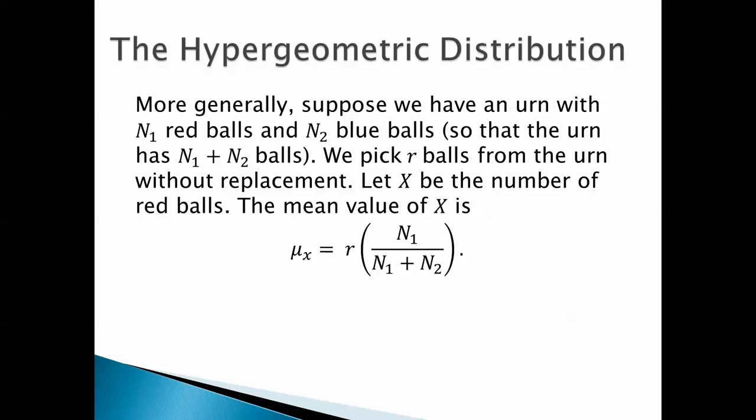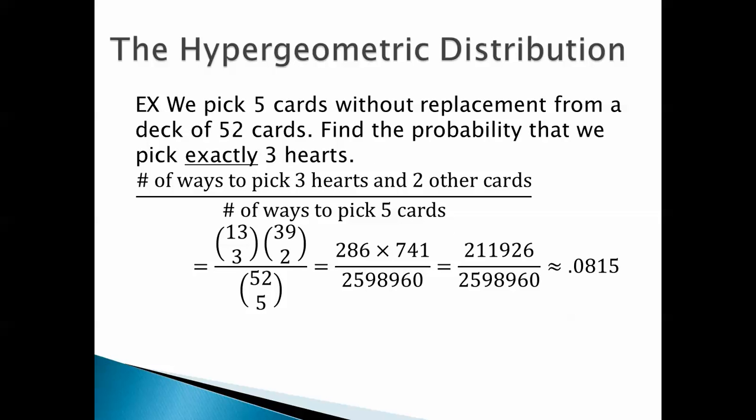So again, that product, R times N1 over N1 plus N2, would be the expected number of red balls if you pick R balls overall. Okay, well, enough with balls.